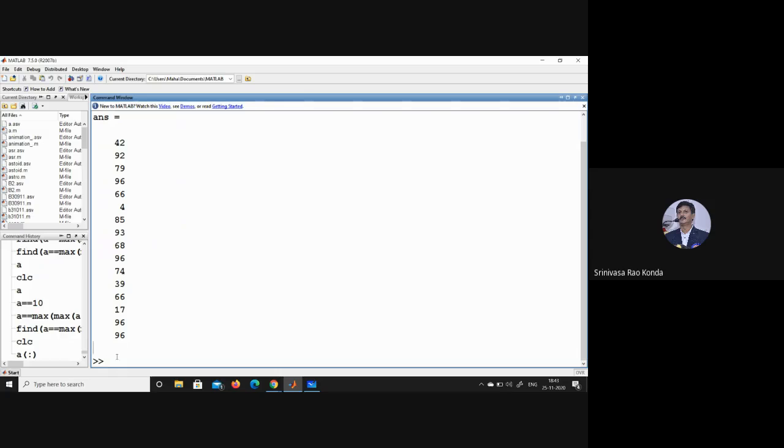So like this also, now we have an array. Whether it is a column or a row, not a problem for me. If it is a column or a row, the operations are the same. So we can find the maximum element using the find command also. Find of A is equal to max of answer. Here answer is our A colon otherwise.